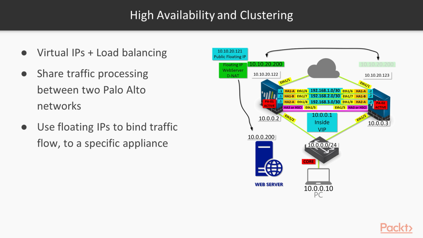The NAT configuration will be the same. If you're still unfamiliar with how to configure a destination NAT, I suggest you go back to the destination NAT video and take a look at that and become familiar. So I'm going to go ahead and do that config. The only difference in this case will be that we're just configuring that floating IP.